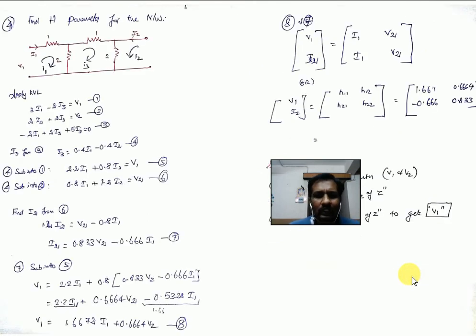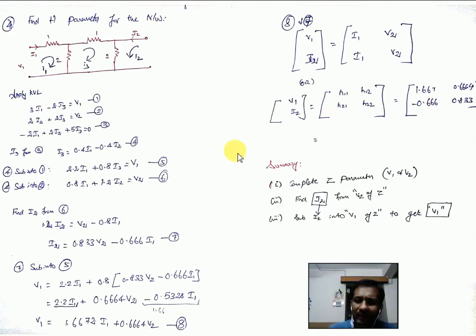Okay, so next one is the H parameter. You have seen the summary, the same three steps, similar method. Complete the EZ parameters, equations 5 and 6. Find the I2, previously I1, now I2, from V2 of EZ.